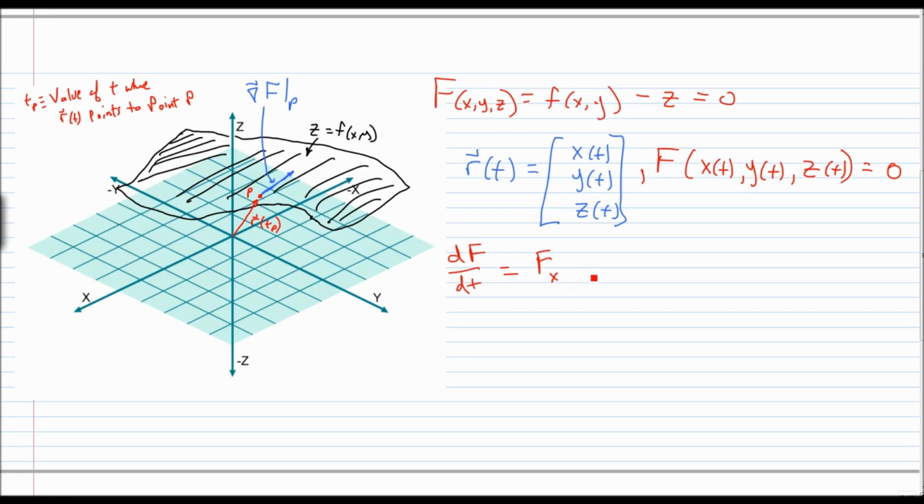So I take the partial derivative of f with respect to x, and I multiply that by dx/dt. I take the partial derivative of f with respect to y and multiply that by dy/dt, and then I take the partial derivative of f with respect to z and multiply that by dz/dt. And then on the right hand side I still have 0. The derivative of 0 is just 0.